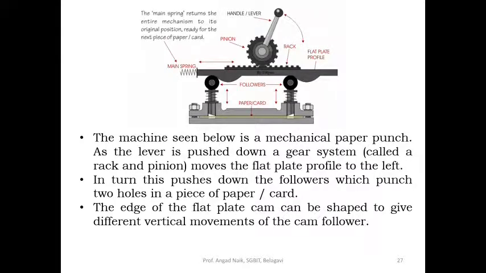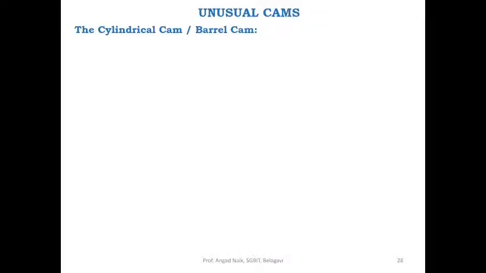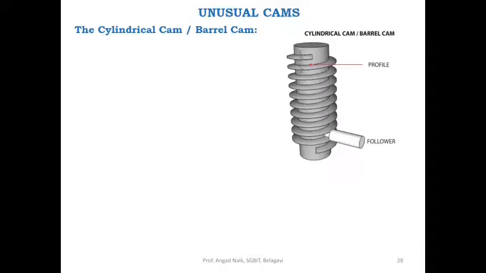The edge of the flat plate cam can be shaped to give different vertical movement of the cam follower. The linear cams are used frequently in machines that carry out the same repetitive movements again and again. Next we'll have a look at unusual cams, that is the cylindrical cam or barrel cam. We'll first see the animation and then go to the explanation.